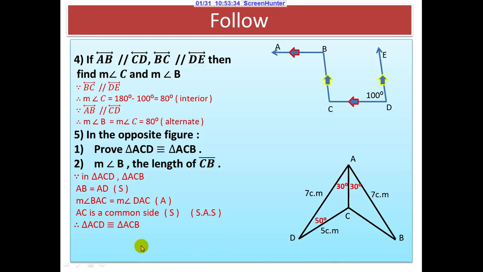So when we deduce anything, we must write the sign "therefore" like that. Therefore, the measure of angle B equals 50 degrees and CB equals 5 centimeters.